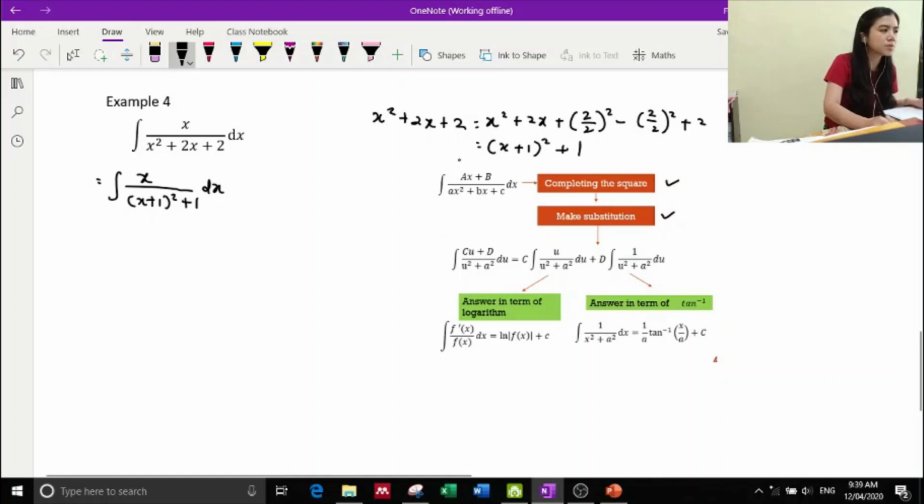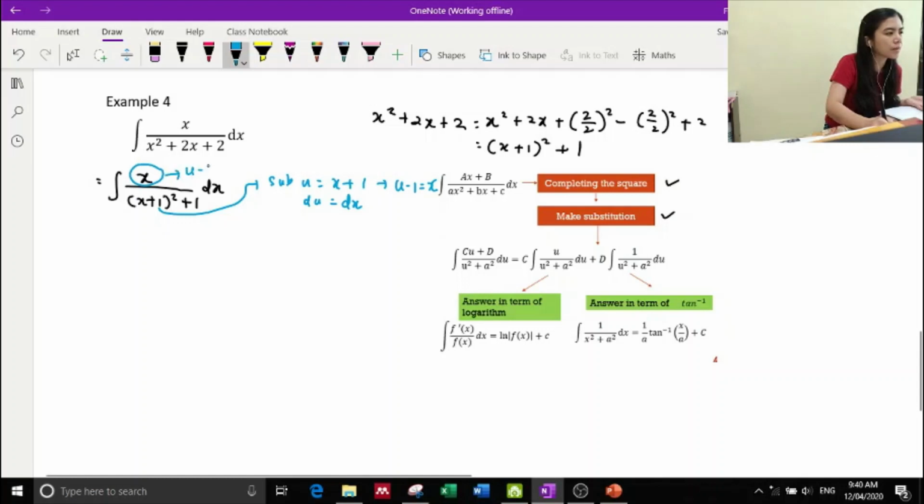Okay, how to do the substitution? That is very simple. You're going to sub whatever is inside the bracket as the u. So we have u as x plus 1. So in here you have your du, and this is actually your dx. Okay, but apparently we have another x at the top, at the numerator. So what we have to do is manipulate this one, and this gives you u minus 1 equal to x. So at the top, you have to change it to u minus 1.